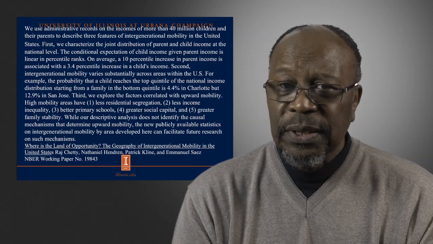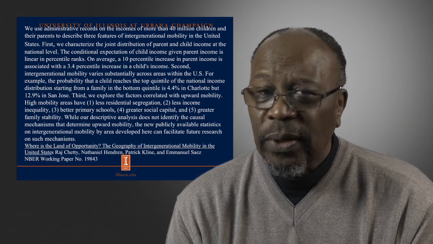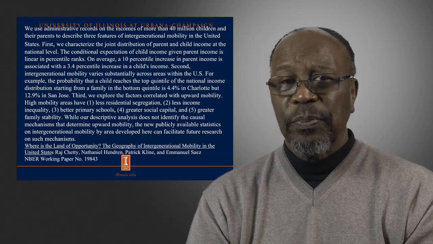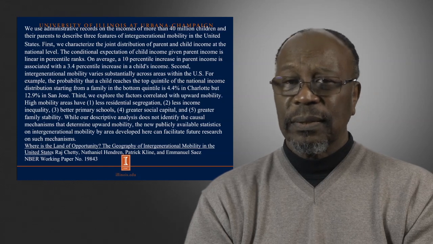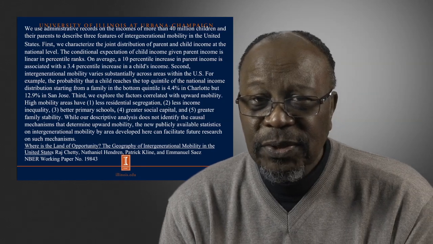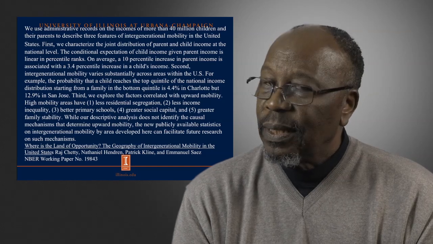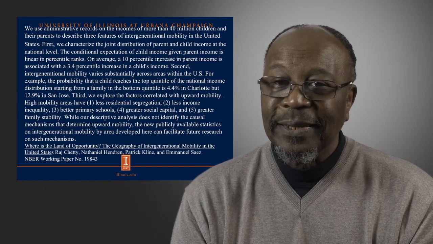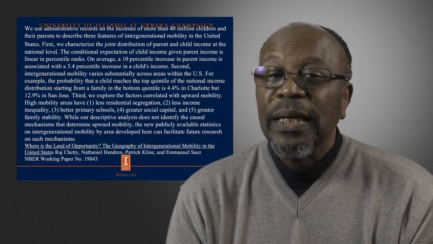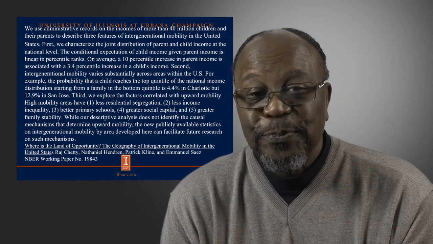Look at conditional expectation of child income given parent income in percentile ranks. On average, a 10% increase in parental income is associated with a 3.4 increase in a child's income. Second, intergenerational mobility varies substantially across areas within the U.S. For example, the probability that a child reaches the top quintile of the national income distribution, starting from a family in the bottom quintile, is 4.4% in Charlotte, but it's 12.9% in San Jose.